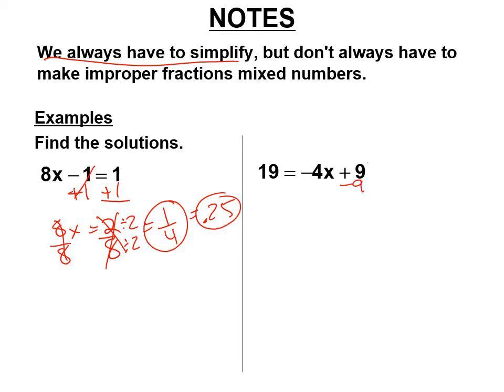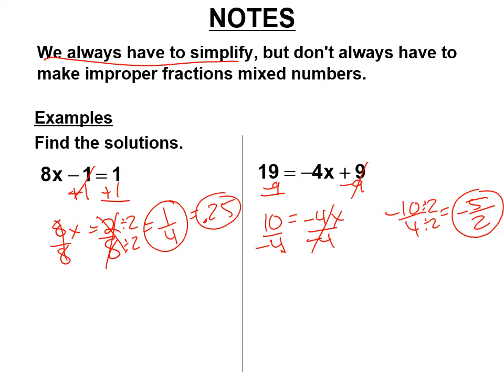We're adding 9 there, so we're subtracting 9 from both sides. 10 equals -4x. Divide both sides by -4. Once again, -10/4 cannot be a correct answer because it's not simplified. I get -5/2. That's a correct answer.